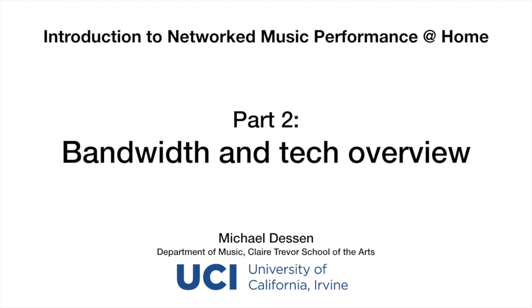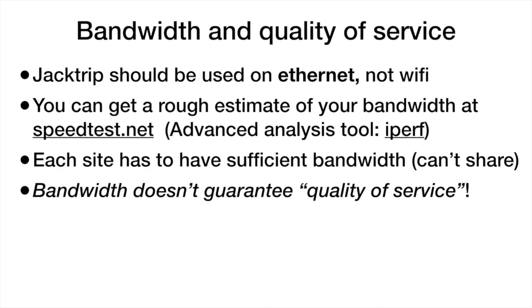In this video, I'll share some very basic information about bandwidth and the steps involved in using JackTrip software. JackTrip should be used on Ethernet, not Wi-Fi. You can get a rough estimate of your bandwidth at a site like speedtest.net. And for those who are adventurous or have the computer skills, the typical tool for advanced network analysis is called iPerf. Each site that is connecting has to have sufficient bandwidth, and you can't share it with your partner, unfortunately.